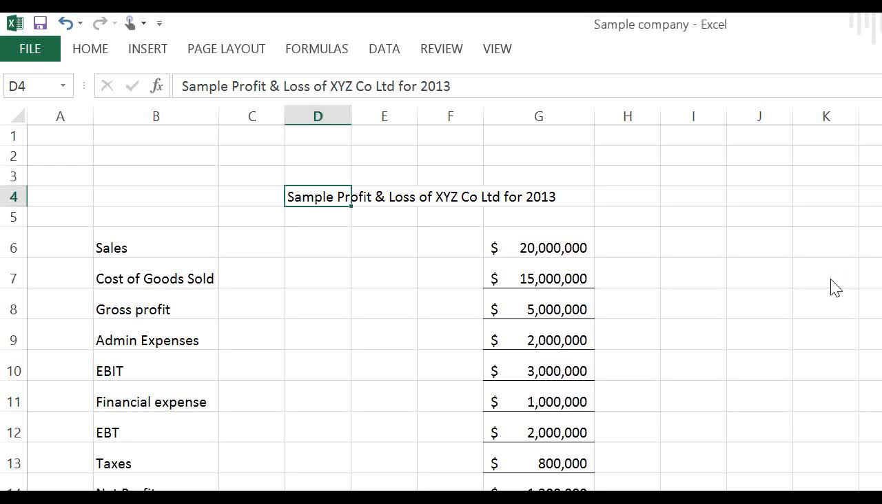So I made a sample company called XYZ. We have the company's P&L statement over here for 2013. The company's sales, let's assume, were $20 million. Cost of goods sold $15 million. Gross profit $5 million. Admin expenses $2 million. Earnings before interest and taxes $3 million. Financial expenses $1 million. So the earnings before taxes come to $2 million, and let's say a 40% tax rate. So $800,000 is taxes, and the net profit is $1.2 million.